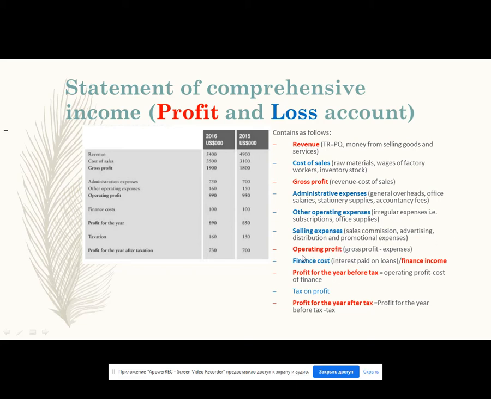Then our operating profit less finance cost is going to be net profit or profit for the year, so far profit for the year before tax. What is finance cost? Under finance cost, we understand interest paid on loans, if before we have borrowed money from the bank. If it was vice versa, if somebody else borrowed money from us and now somebody else pays us interest, then it's not going to be a cost, it's going to be income.